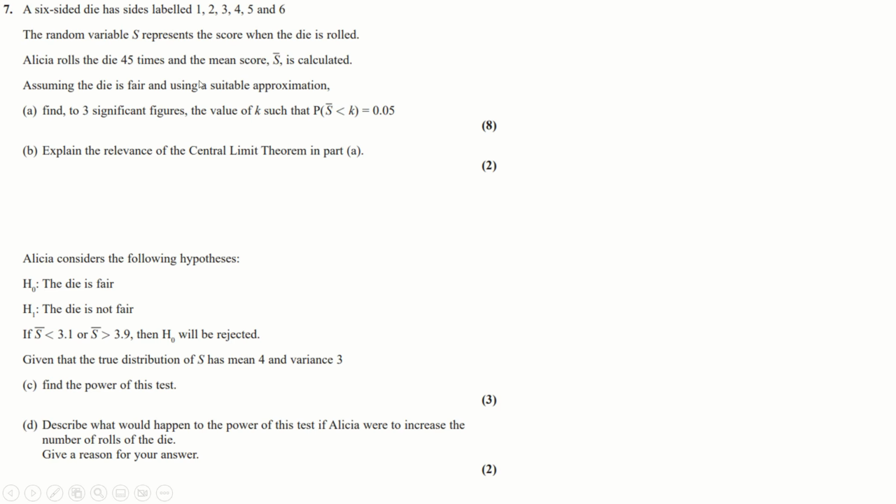Assuming the die is fair, yeah, there is, and using a suitable approximation finds this. So firstly, we can work out E of x, and E of x on a fair dice is 3.5, just because it's right in the middle of those, and it's a fair dice. So you can do some calculations if you want, but I'm just going to say it's that.